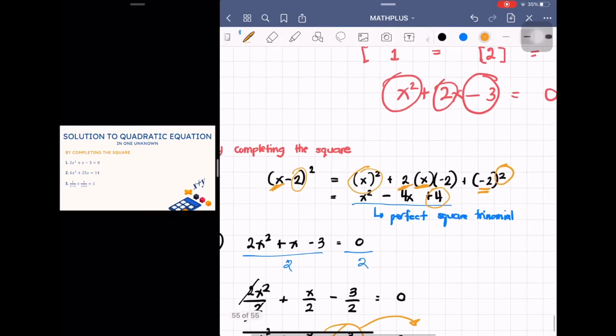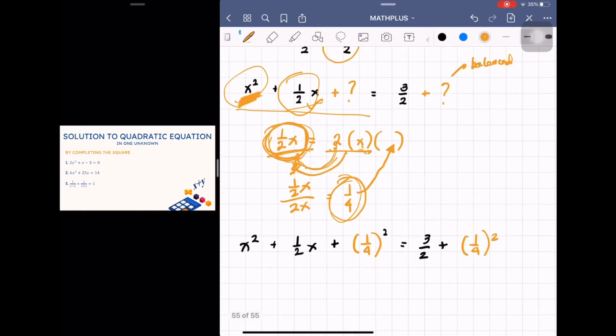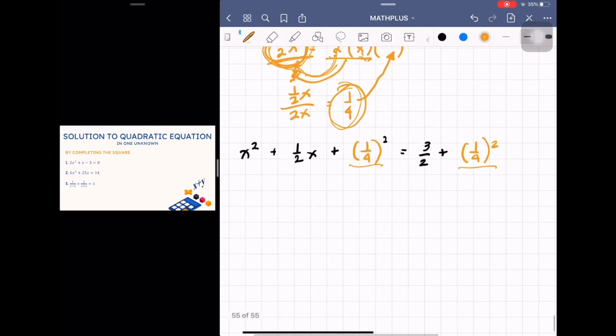After that, that second term must be squared. That is what you're going to add to the left side of the equation and to the right side of the equation. In turn, it will look like this: x squared plus 1/2 x plus 1/16 is equivalent to 3 halves plus 1/16. In that sense, this is now a perfect square trinomial.